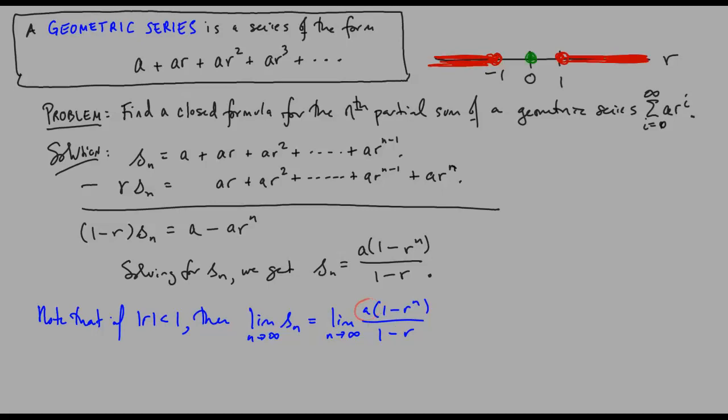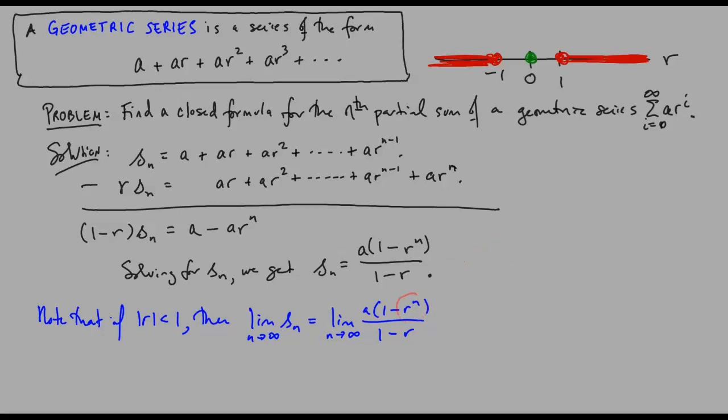Well, a is just a constant, so the limit doesn't do anything to that. 1 minus r is just a constant. 1 is just a constant. But if r is a number whose absolute value is less than 1, that means that as we take higher and higher powers of it, it shrinks away. If r is 0.32, then we're taking 32% of 32% of 32% of 32%. Even if r is negative 0.03, then we're taking 3% of 3% of 3%. Yeah, the sign keeps flipping back and forth, but the magnitude of the thing is going to 0. Accordingly, r to the n is vanishing.